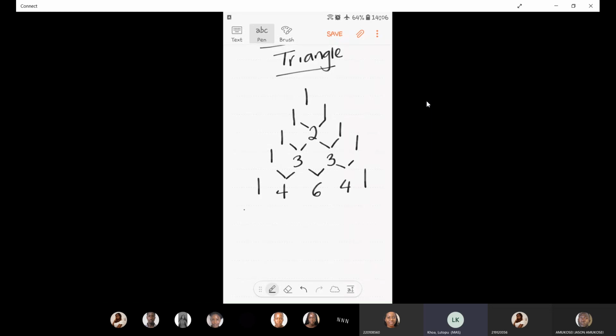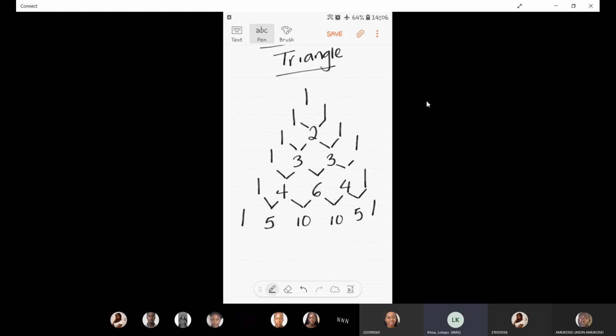So I always put 1s at the end, add these two together, they give me 5. Add those two together, they give me 10. Those two together, they give me 10. Those give me 5, and then there's 1s at the end. So I can continue indefinitely, and this is what is known as Pascal's triangle.